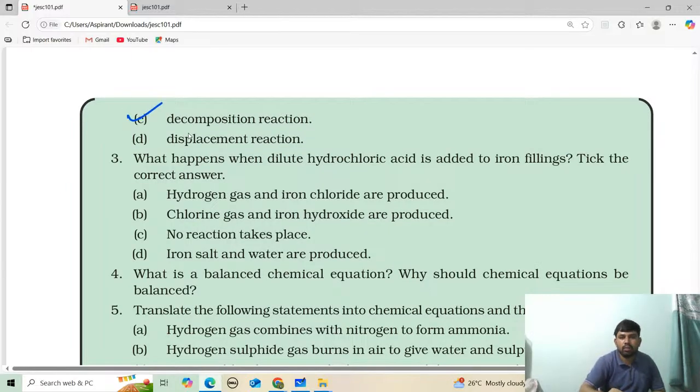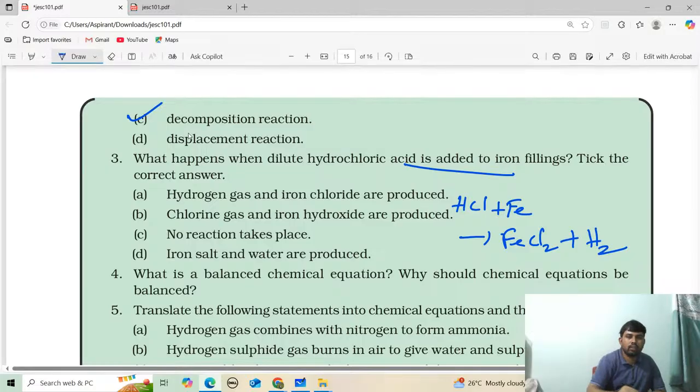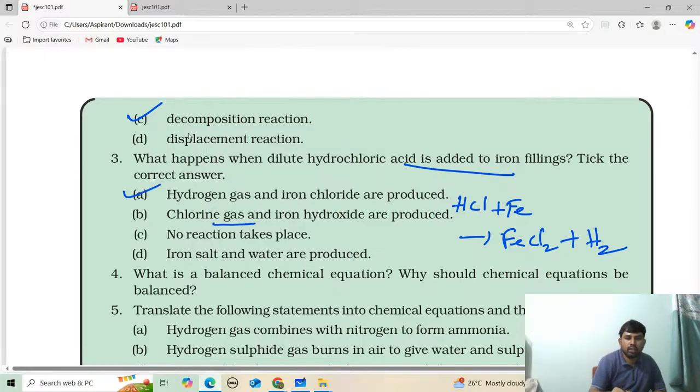Right? Now what happens when dilute hydrochloric acid is added to iron filings? We add HCl to Fe, then either FeCl2 or FeCl3 will be produced, and hydrogen gas is produced. So hydrogen gas and iron chloride is correct. Chlorine gas is not common here. No reaction taking place is wrong. Iron salt and water is wrong, as hydrogen gas is produced there.